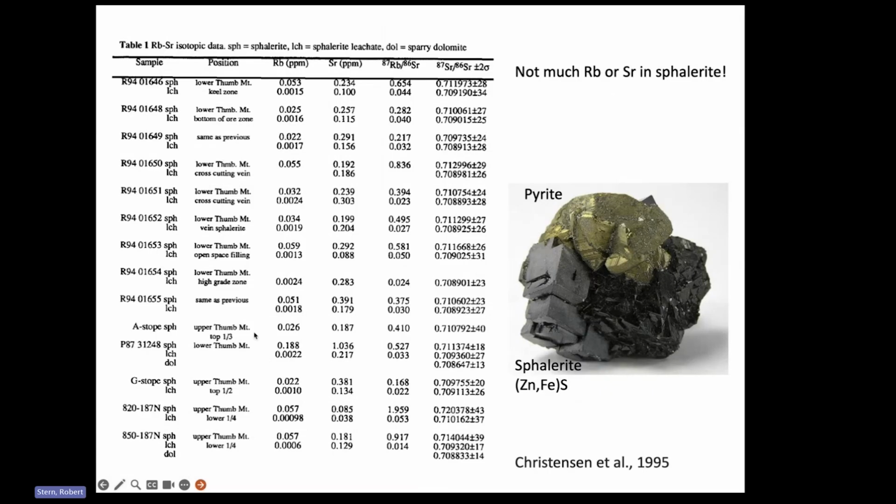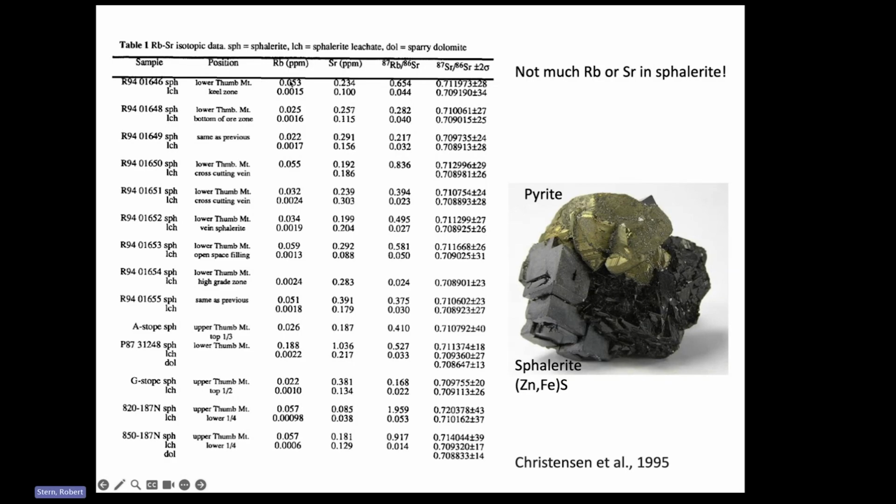And what you're seeing here is the data for sphalerite. Sphalerite's a zinc sulfide. And the other one is for pyrite. Let's see, where's our pyrite? I thought we had some pyrite. No, we don't have any. So it's sphalerite, and then they leach it and see what's in there.